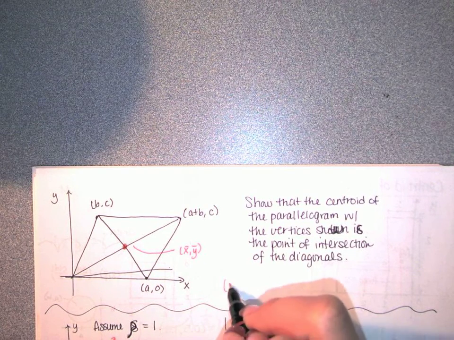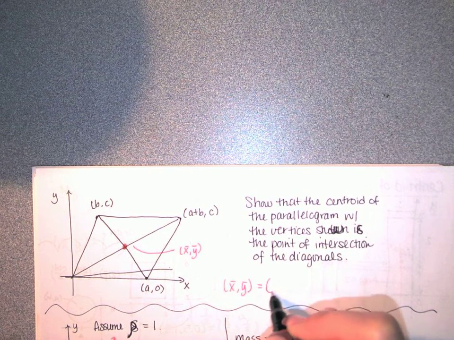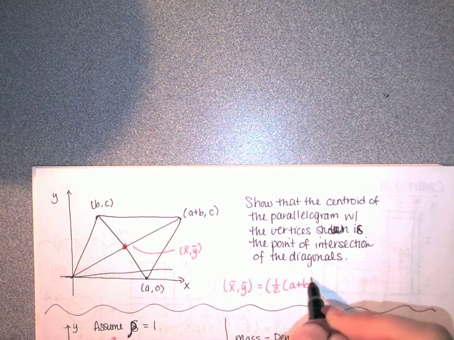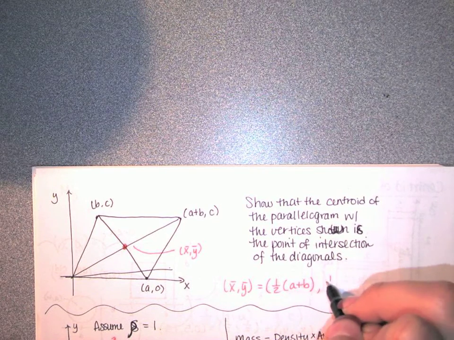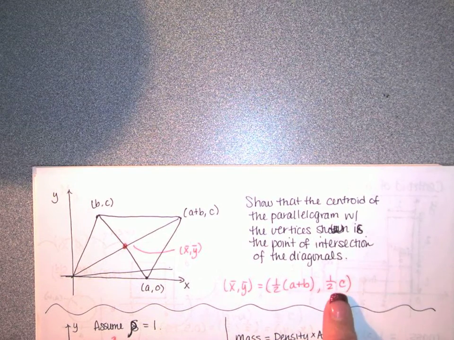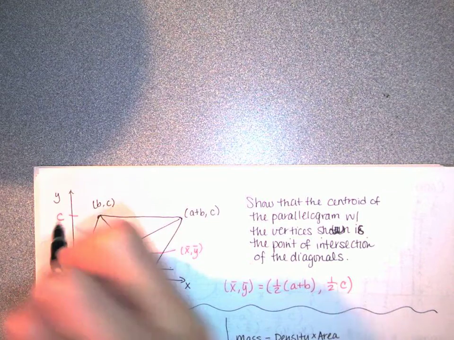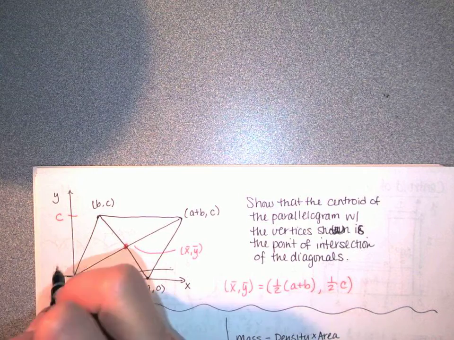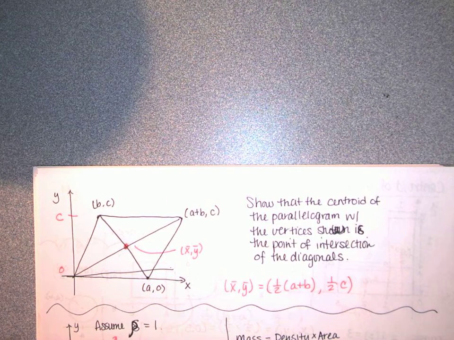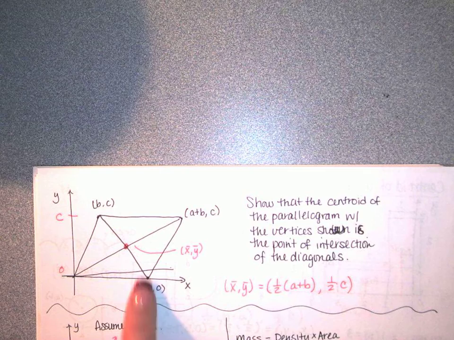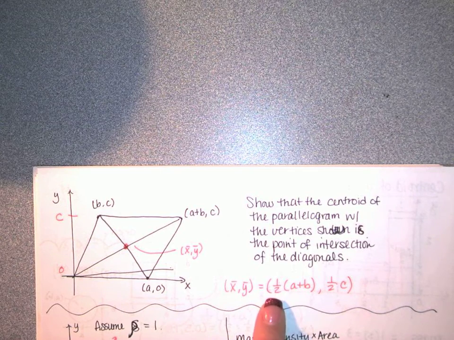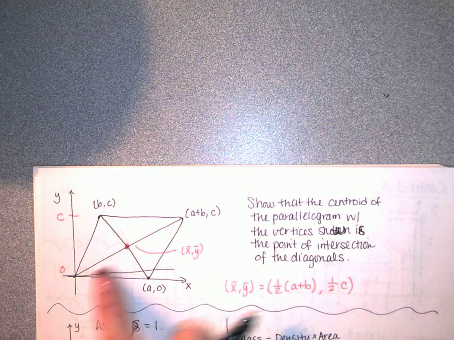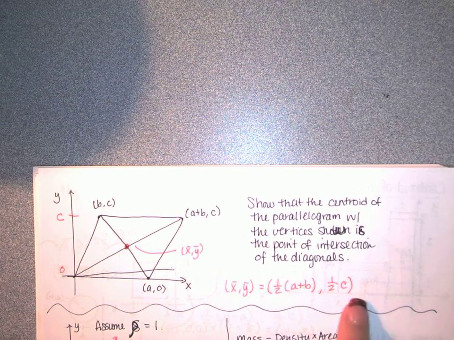And from what I just found, x bar y bar was 1/2 of A plus B and 1/2 of C. Now the 1/2 C makes a lot of sense, because if this is C, wouldn't you expect the centroid, or the y-coordinate of the center of mass, to be half of that, because we're going from 0 to C, it's like the average. I would expect that. And this looks like I took A and I took B, I added those and I took their average. Well, I'm not really sure how that would come into play here. So this is what I calculated.